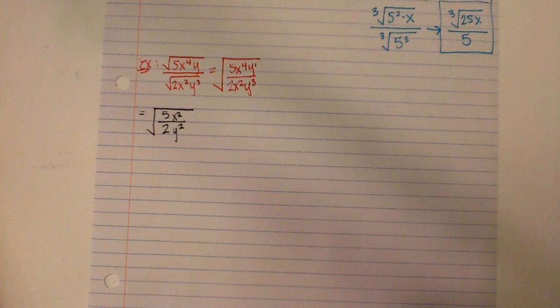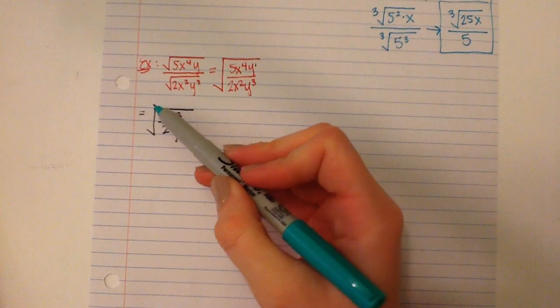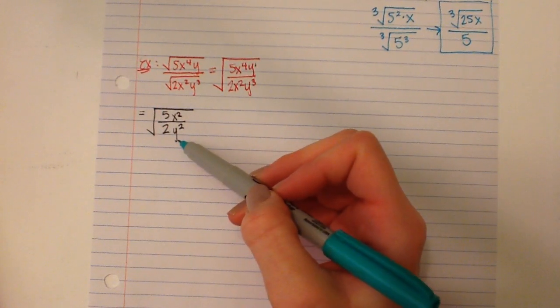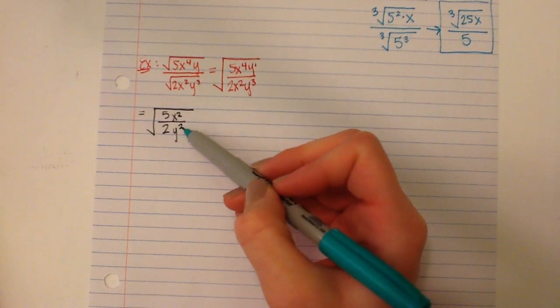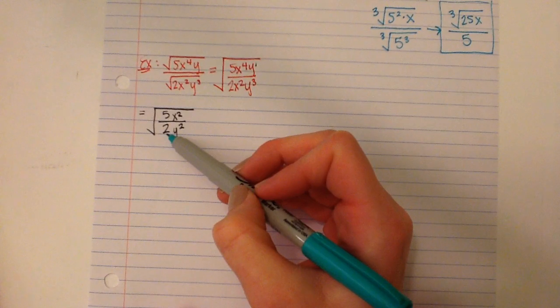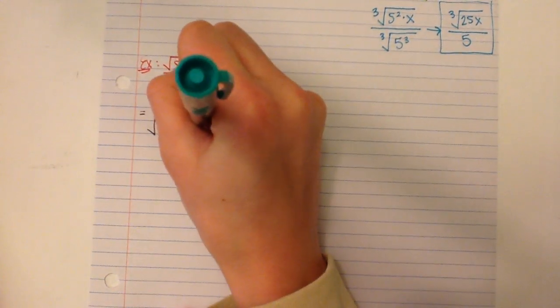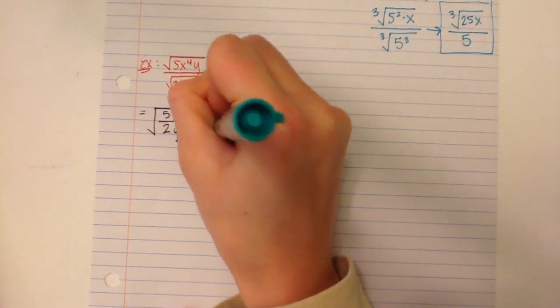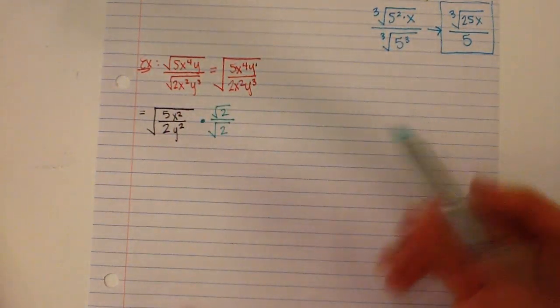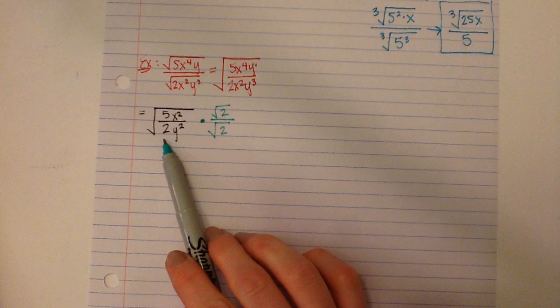Alright, so since our index here is 2, we want our denominators both to be squared. Both have an exponent of 2. Well, our y already has an exponent of 2, so we just need this 2 to be squared to undo that square root. So in order to rationalize it, we're going to take both pieces times the square root of 2, because 2 times 2 is going to be 2 squared.